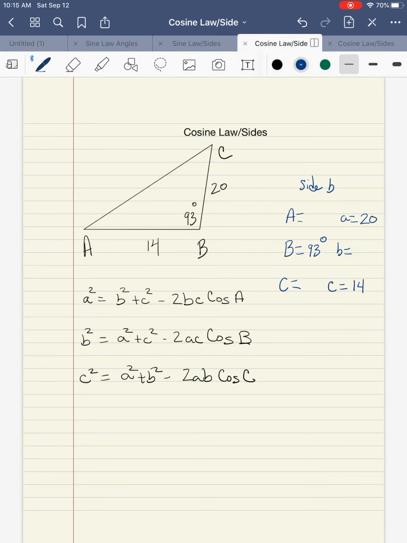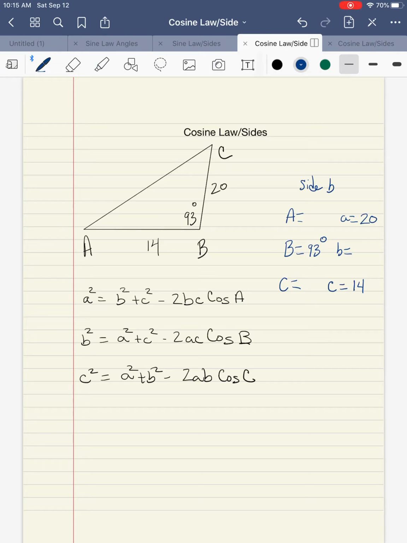Okay, so we're going to look at how to use the cosine law. In this particular one, we're going to use the cosine law to calculate side B in this particular triangle. So down here I have the three versions of the cosine law when they are going to be set up to solve for a side.